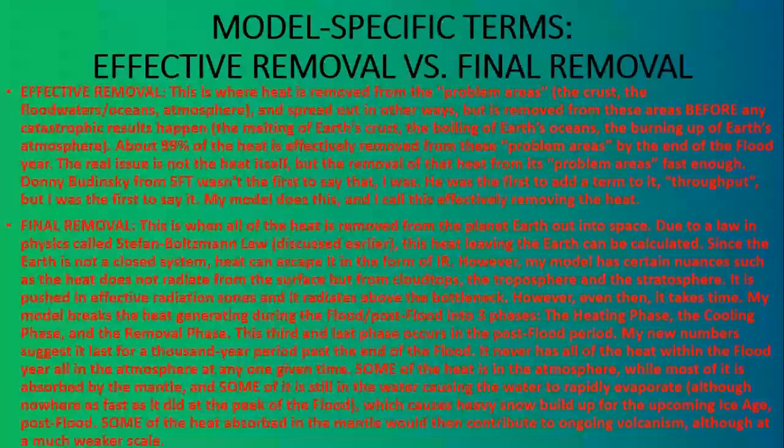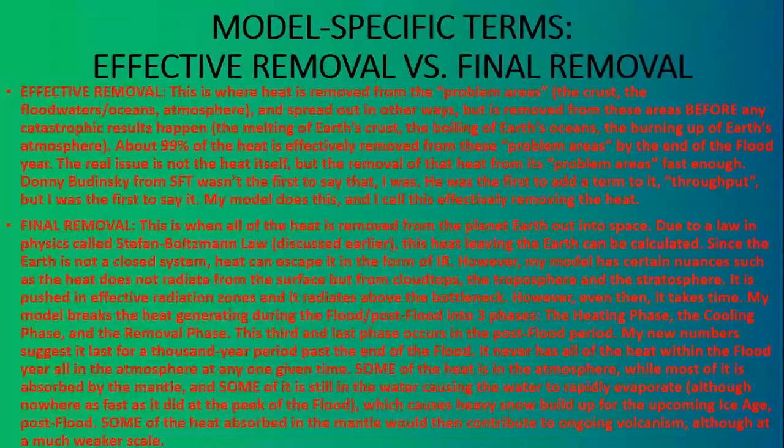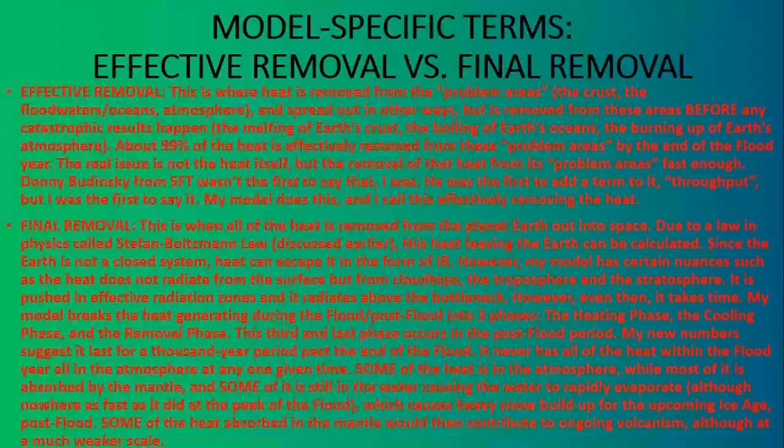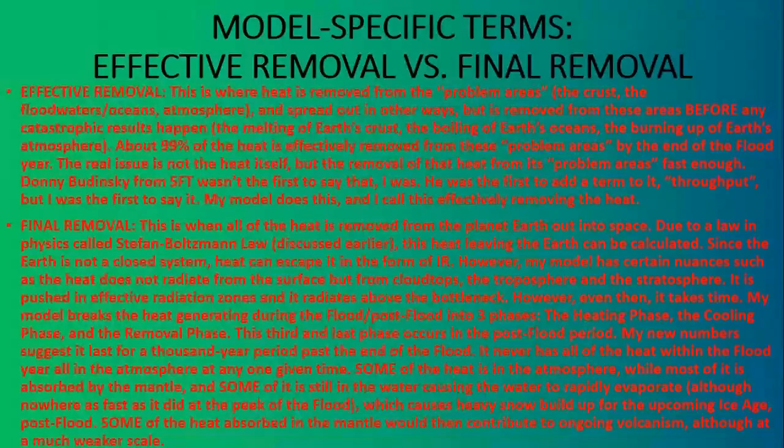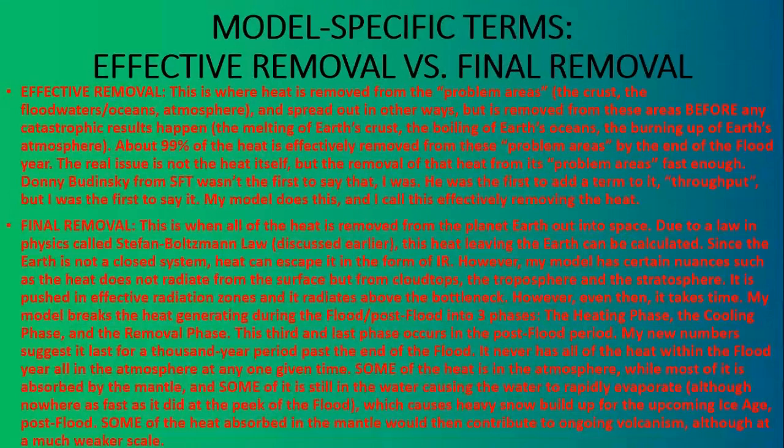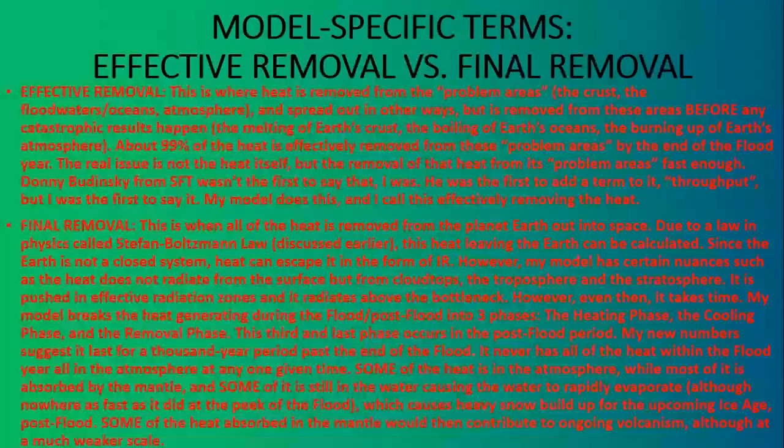Essentially, what my model does is show that this heat was removed effectively fast enough during the global flood. And so I distinguish the difference between effective removal and final removal, and what I actually mean by that. Effective removal is where the heat is removed from the so-called problem areas, the crust, the floodwater slash oceans, the atmosphere, etc., and spread out in other ways, but is removed from these areas before any catastrophic results happen: the melting of the crust, the boiling of the Earth's oceans, the burning of the Earth's atmosphere.